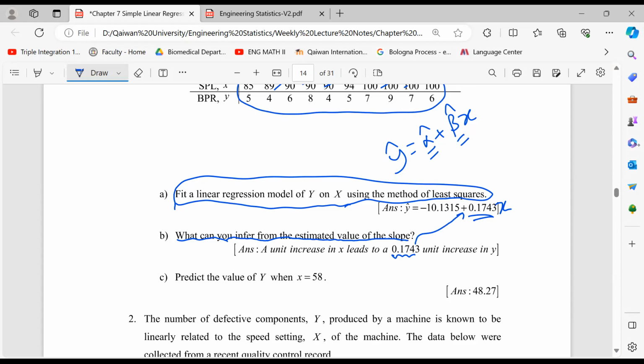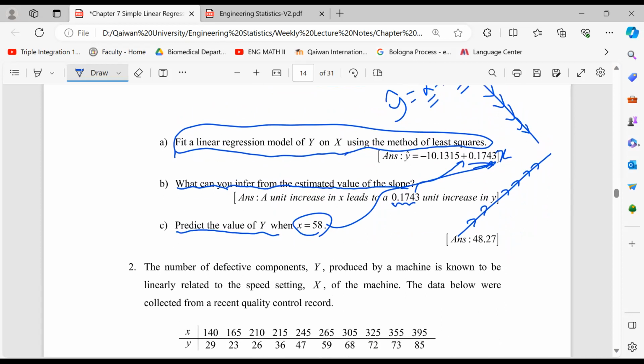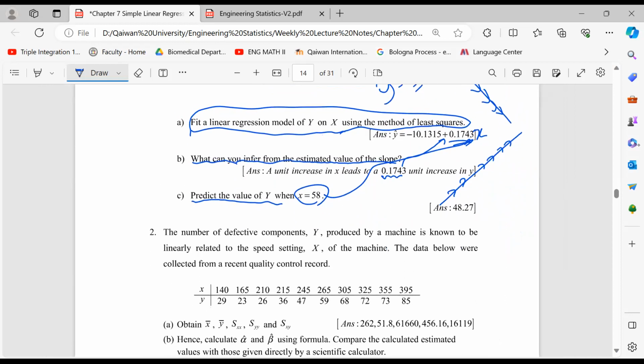As it is positive, it means the line goes in this direction. It is increasing. What if the slope is negative? The graph is like this, and it is decreasing, as you see. If the slope is positive, it's increasing. But if the slope is negative, it's decreasing. And then it says predict the value of y when x is 58. Just plug 58 into the linear equation, and you'll get the value of y.